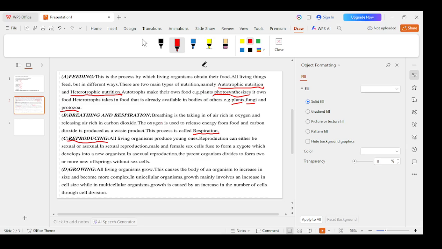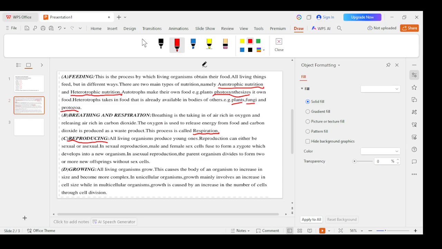We go to growth. Growth is another characteristic of living organisms. Today you are 16 years. Next year you are going to be 17 years. After 10 years you become an adult. After 10 years again you grow old. You become an old man or an old woman.